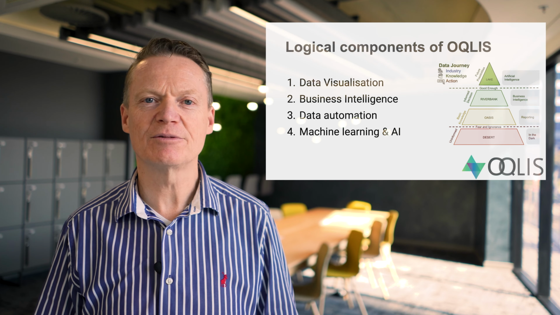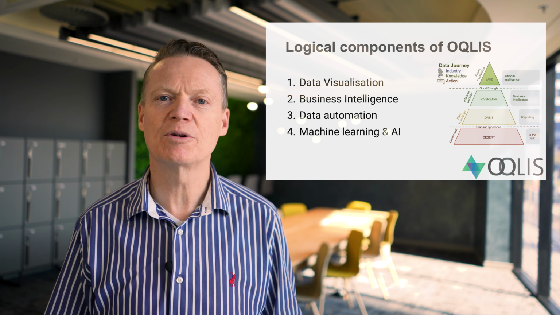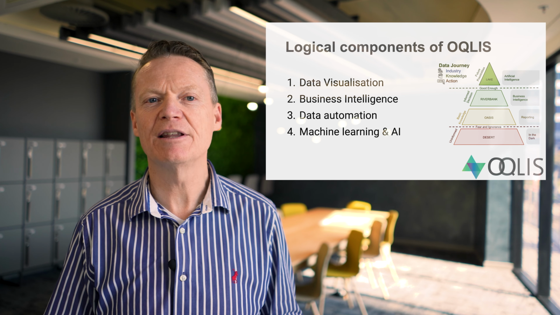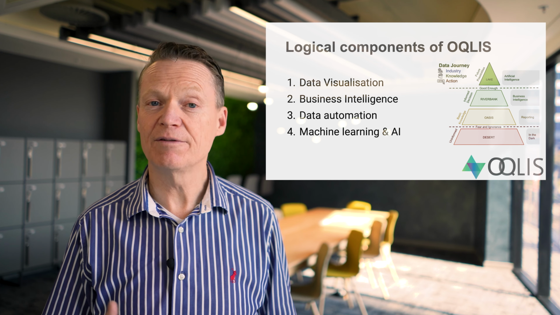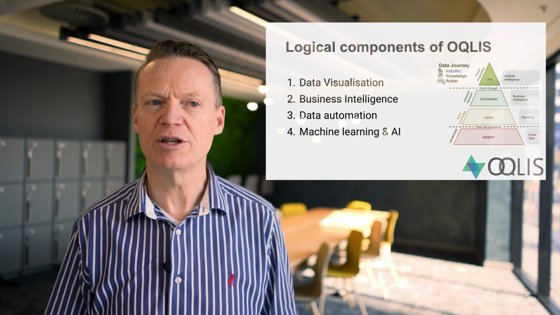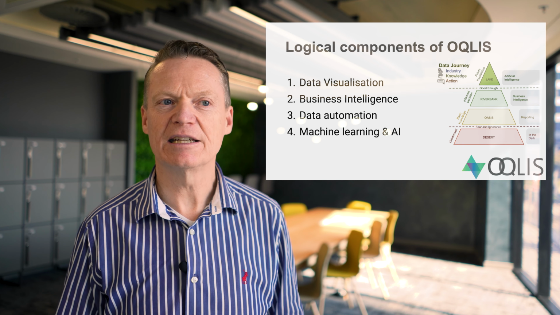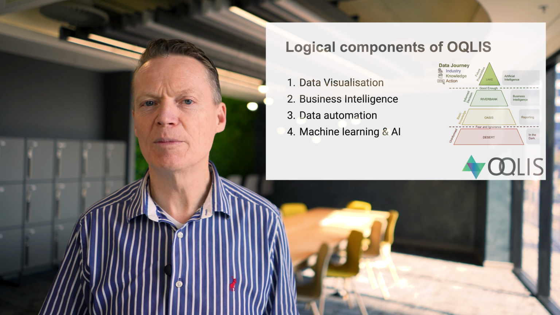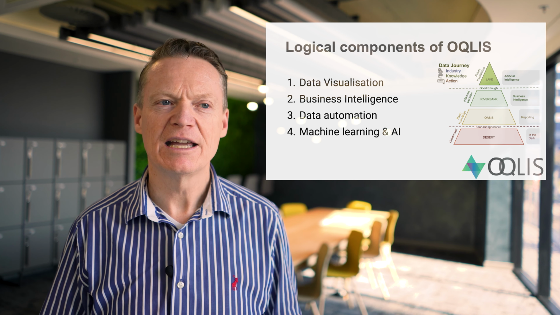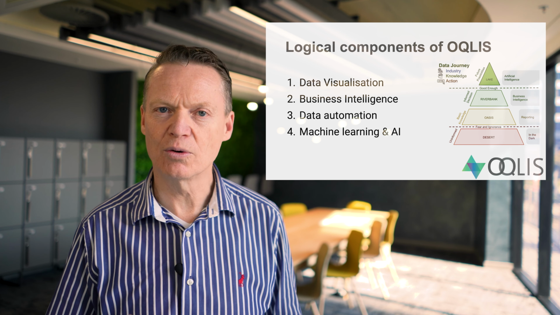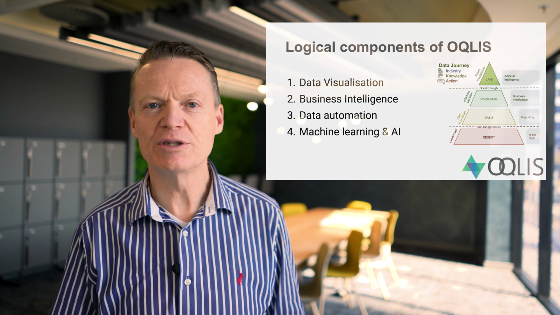So let's chat about what OQLIS is in terms of logical components. If you look at the data journey, we align to how that data journey works. We do data visualization, which is the first form of seeing what you need to know within your business. Then we move into business intelligence, where it's drilling in, finding those anomalies, finding those things that work and don't work. The next part is data automation, which is starting to process whenever you need to make decisions on an automatic basis, and not really using some person.